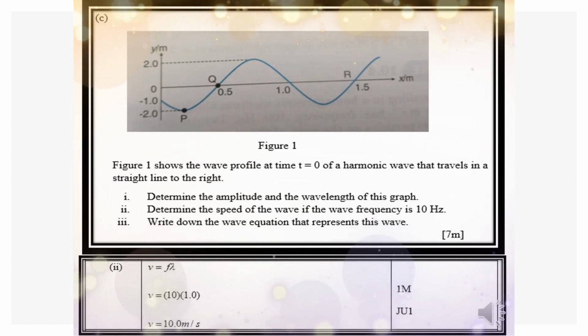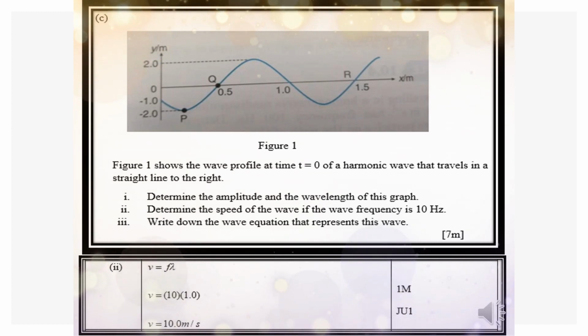Okey, untuk soalan yang kedua. Determine the speed of the wave if the wave frequency is 10 Hz. Okay, wave frequency F. F dia dah bagi 10 Hz, 10 nilainya. Nilai bagi lambda telah ditentukan. Wavelength of the wave ditentukan dalam soalan yang pertama. Jadi, berdasarkan formula V equal to F lambda, so substitute the value. F adalah 10, lambda 1.